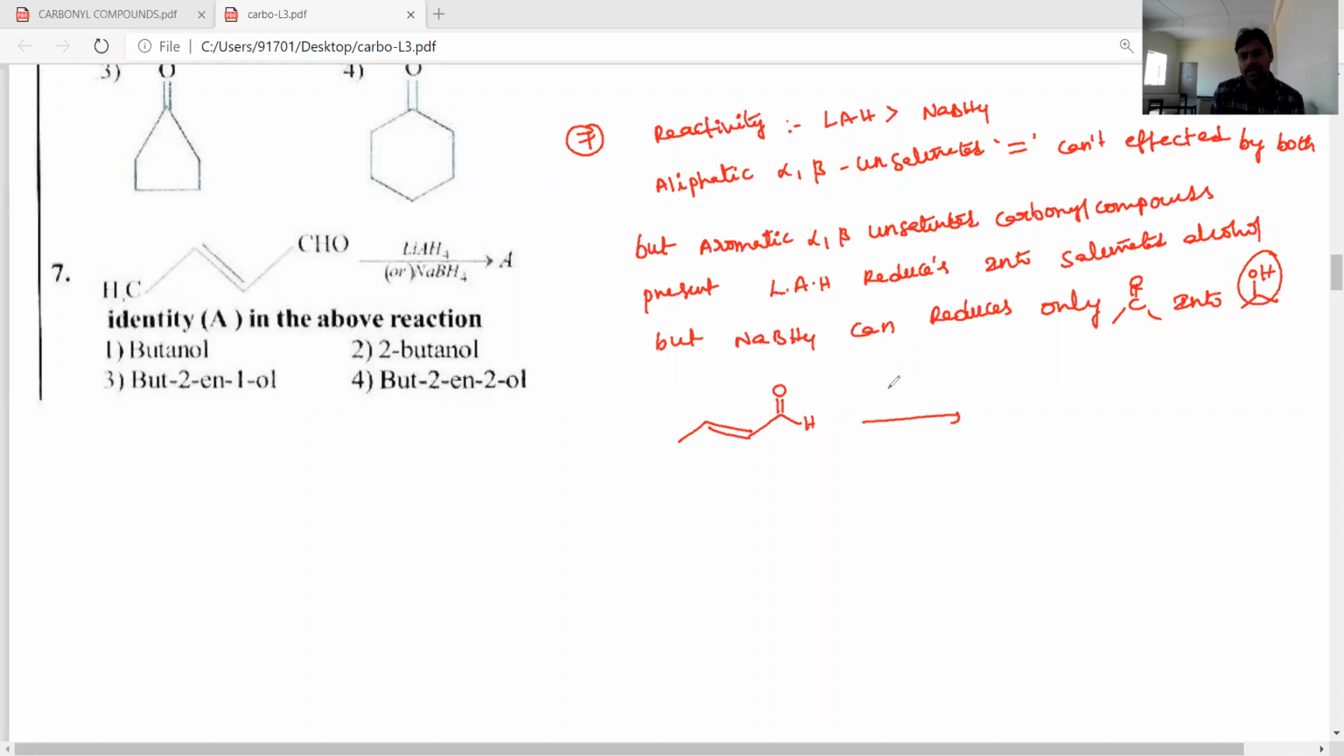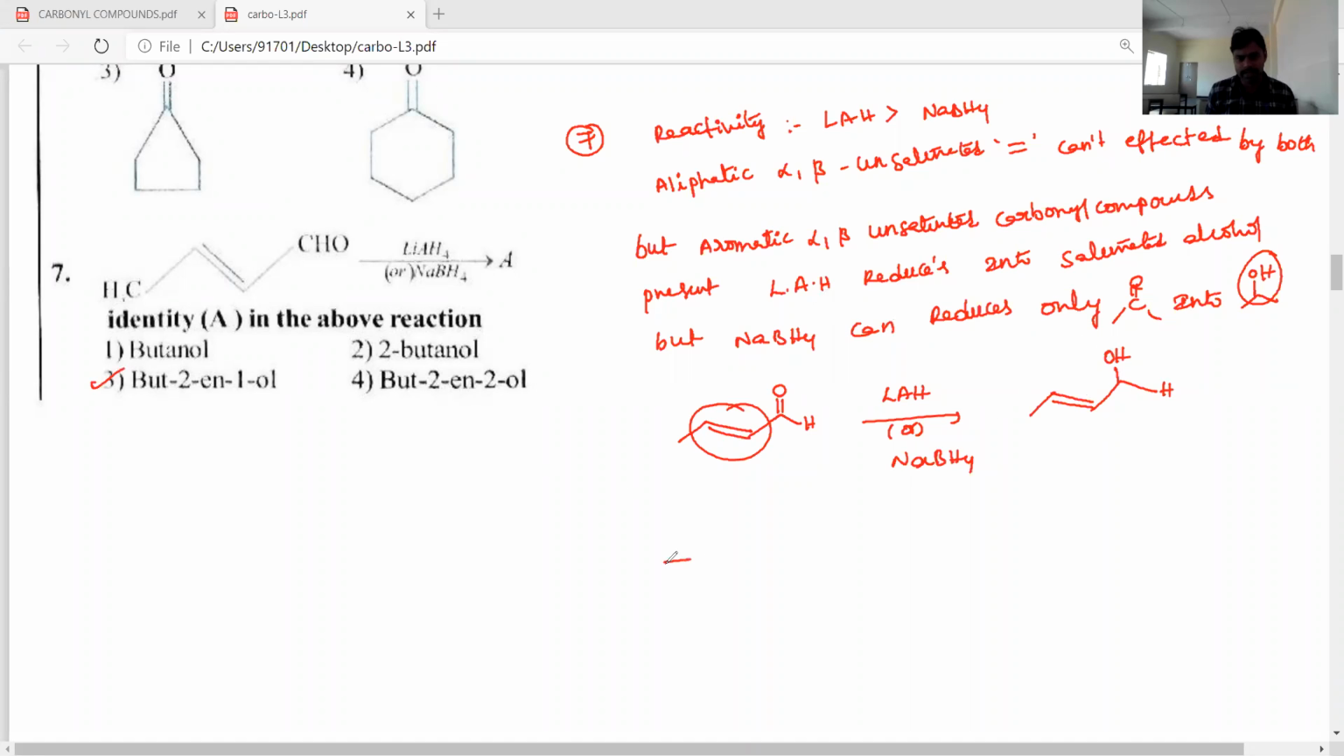So use LAH, lithium aluminum hydride, or sodium borohydride. Sodium borohydride cannot reduce this double bond. The double bond cannot be reduced. OH will be present, then its name is but-2-yn-1-ol. So the answer is the third option.